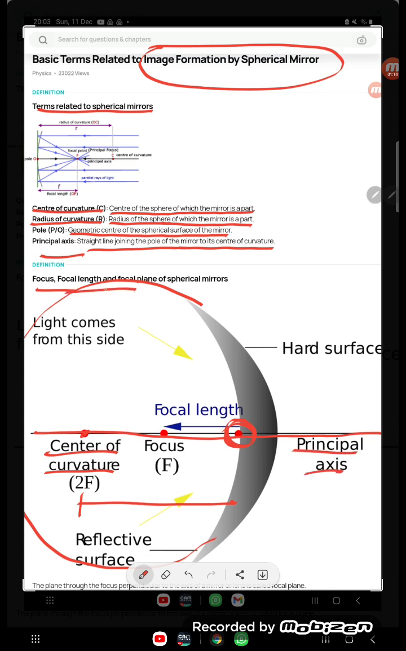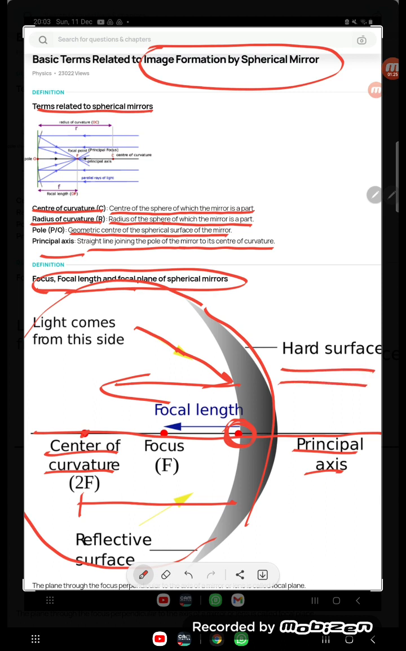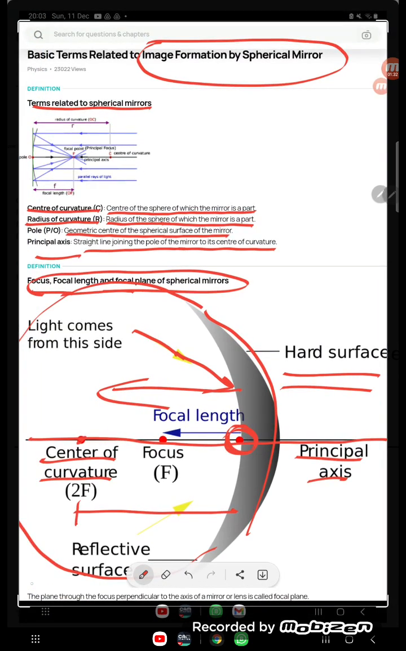Focus, focal length, and focal plane of the spherical mirror. Light comes from this side, students, and gets reflected here. This outer surface is the hard surface, right? The plane through the focus perpendicular to the axis of the mirror or lens is called the focal plane. So these are the focal planes.